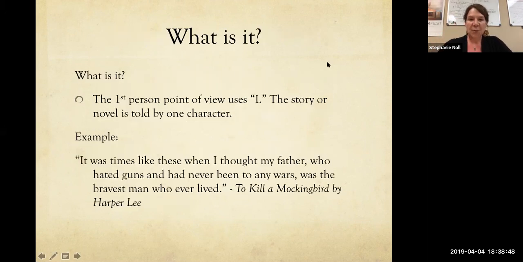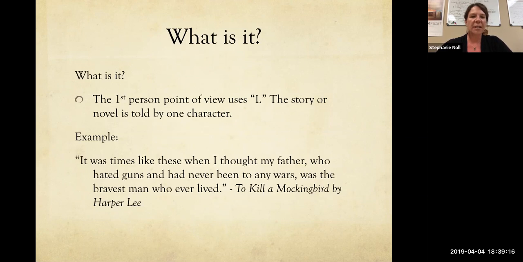So what is the first person point of view? At this very basic level, the first person is when we use the pronoun I. So when the story is told by one character. I pulled this example from To Kill a Mockingbird by Harper Lee just to demonstrate, but I know that any of us who took high school English would know that the first person point of view is I. The novel is narrated by Scout.